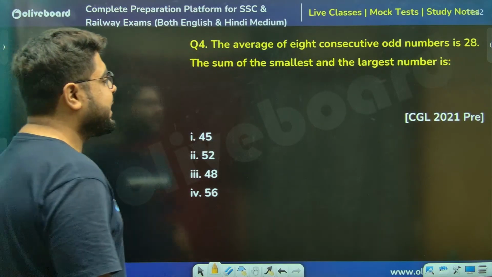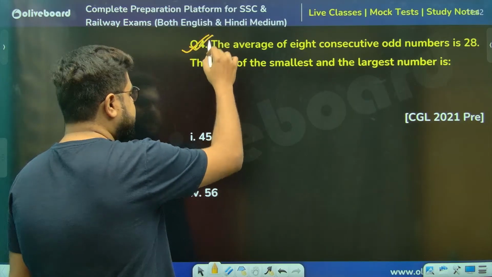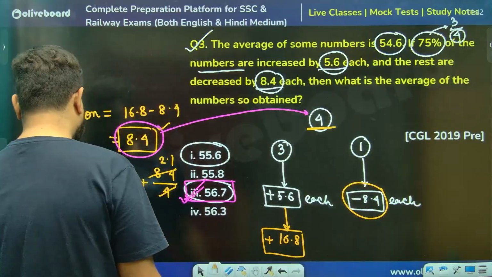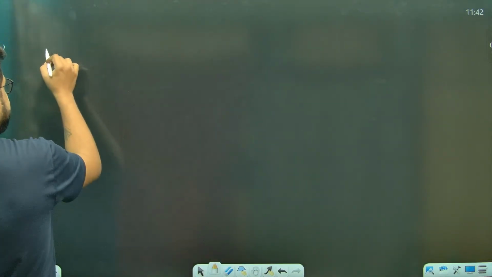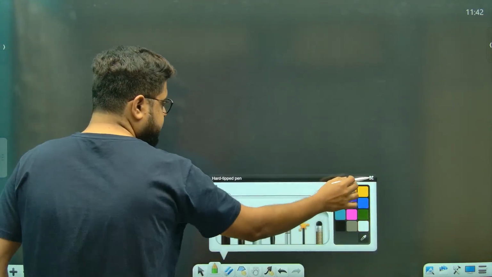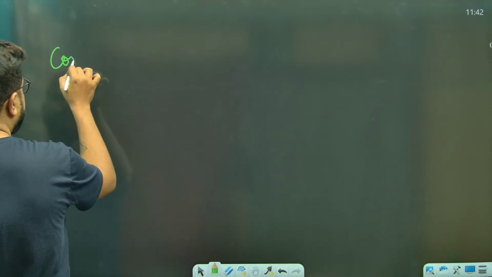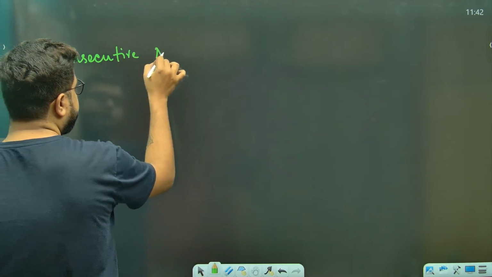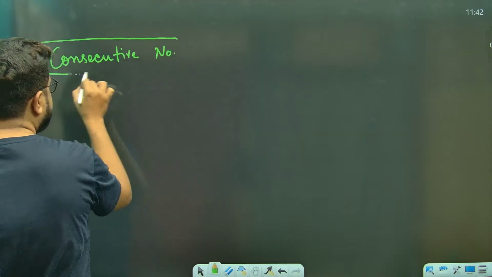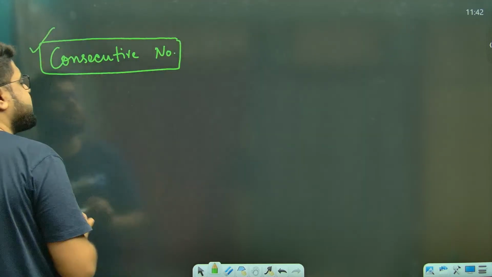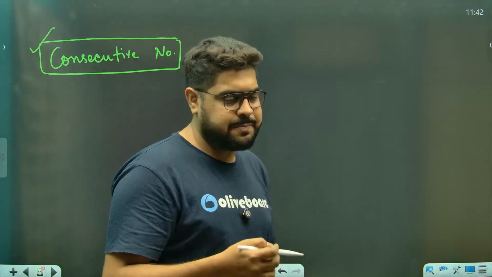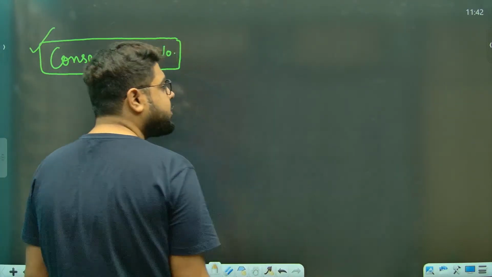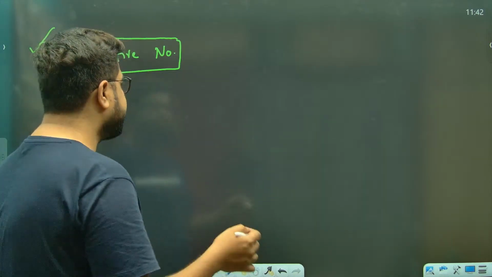Now, consecutive odd number concept, odd or even number. First things first, sir. So consecutive numbers. Generally, you will get consecutive odd or even numbers, okay? Because consecutive numbers are very simple. Now, there are two situations you might have. There are even number of numbers, there are odd number of numbers.